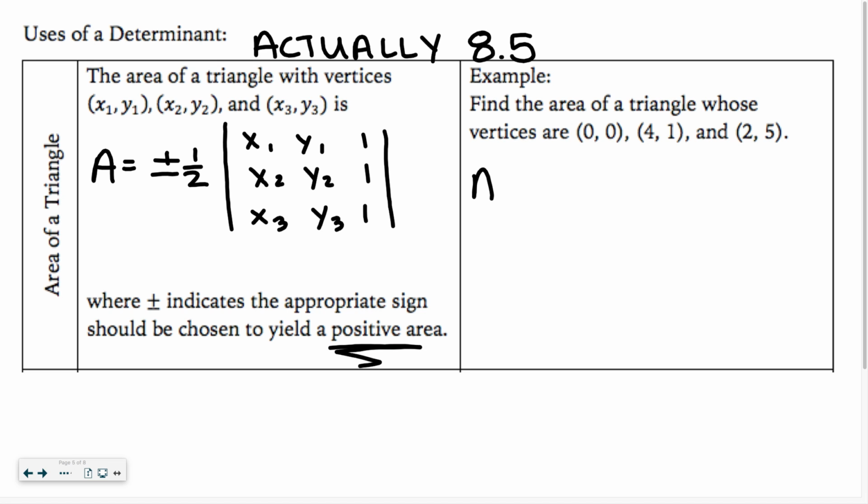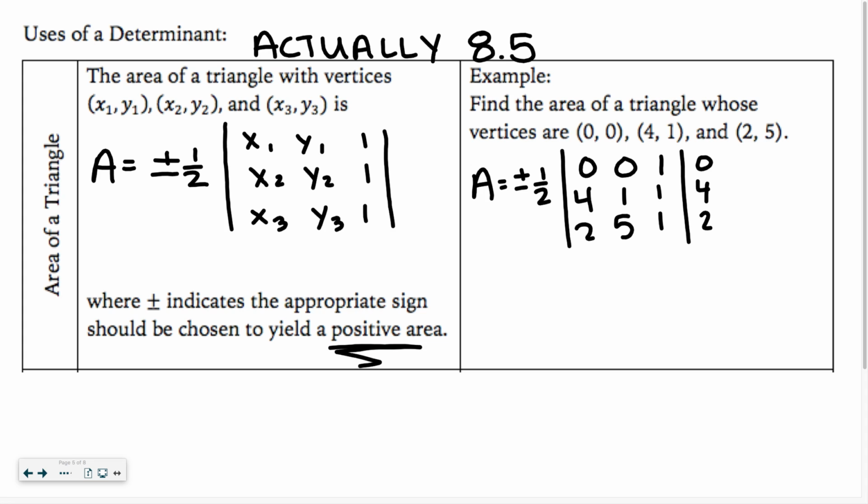Okay, let's do it. Area equals plus or minus 1/2 times the determinant 0, 0, 1, 4, 1, 1, 2, 5, 1. I just plugged in my points in each row. Remember that final column is going to be all ones. You can do this by hand. And this one's going to be super easy because look at all those entries of 0. 0 is easy to multiply with. 0 plus 0 plus 20.